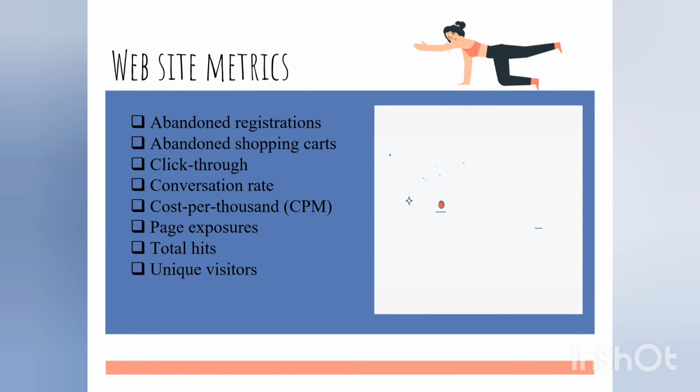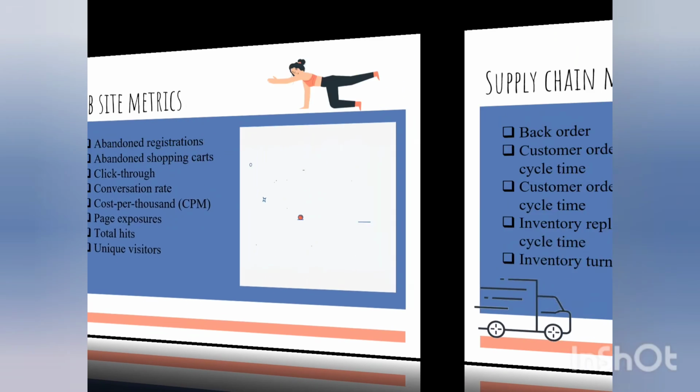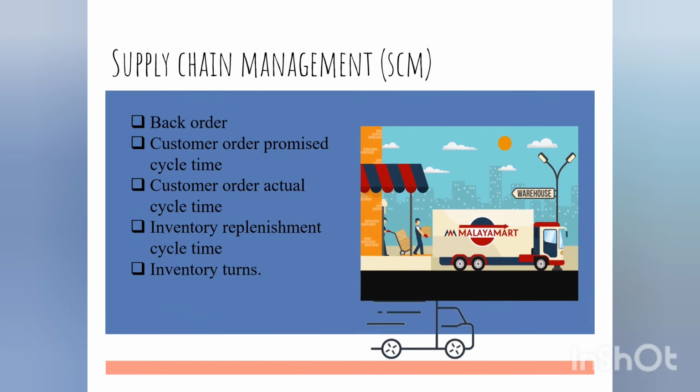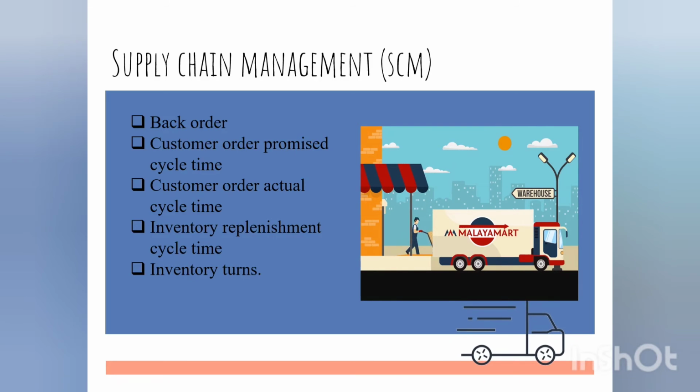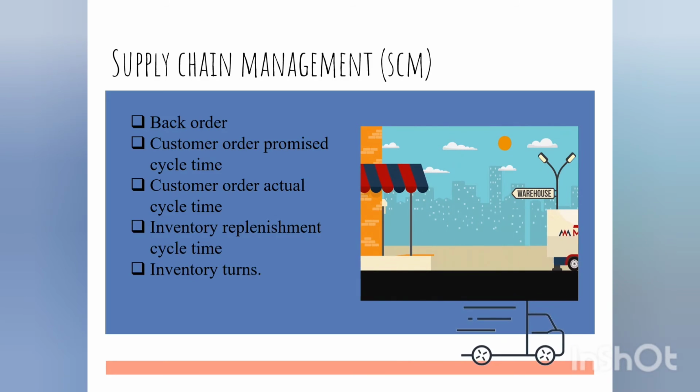Firstly, website metrics. It has abandoned registration, abandoned shopping carts, click-through, conversion rate, cost per thousand, page exposures, total hits, and unique visitors. Next, supply chain management. It provides back order, customer order promise cycle time, customer order actual cycle time, inventory replenishment cycle time, and inventory turns.